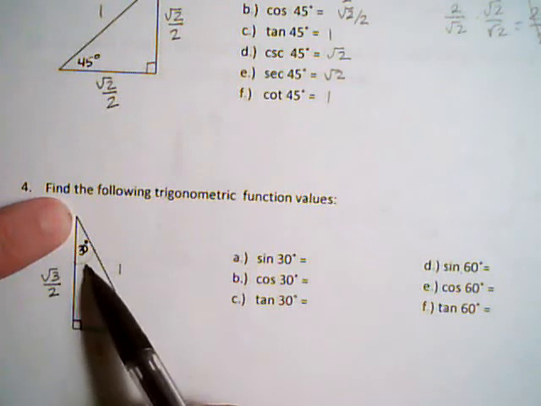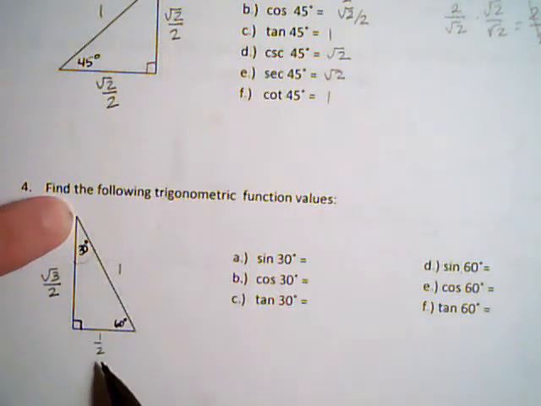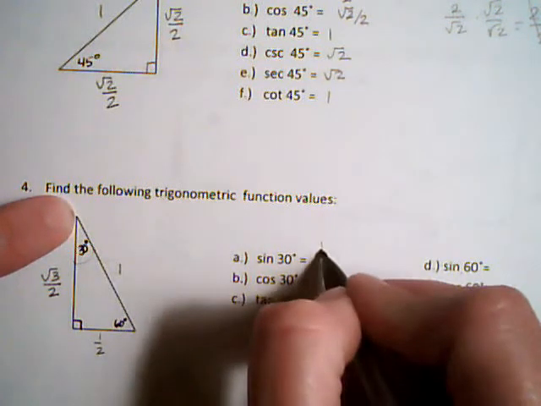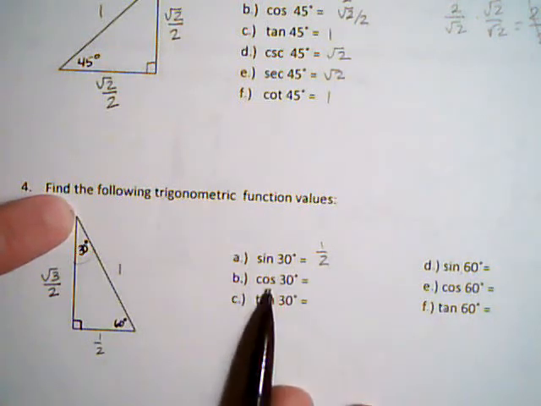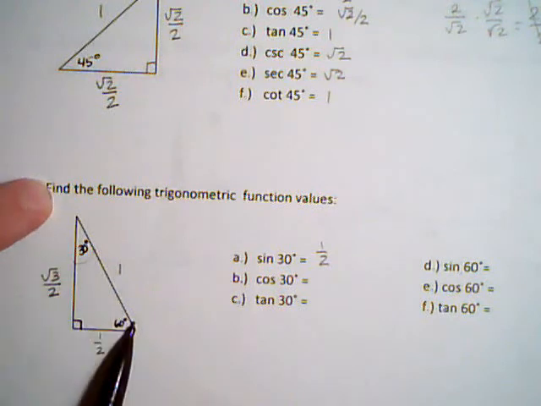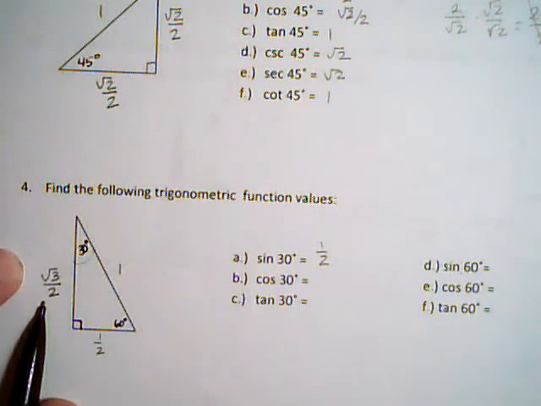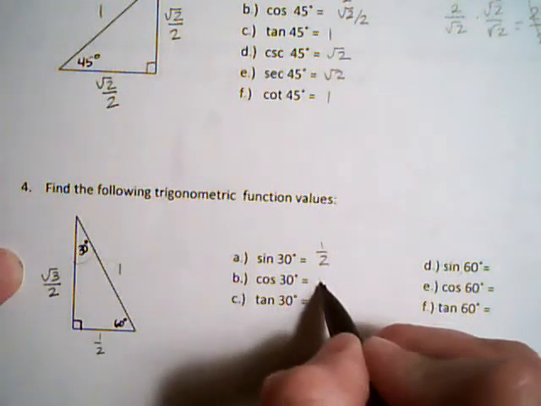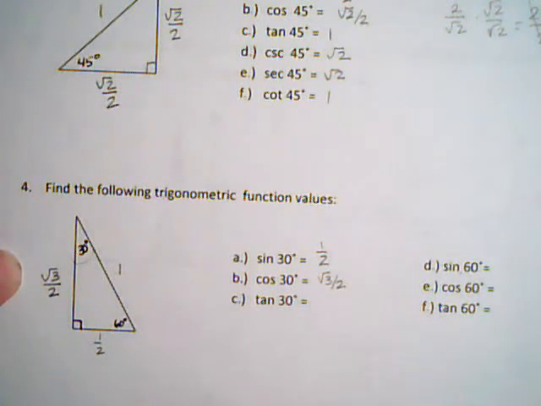The sine would be opposite over hypotenuse, so 1/2 over 1 would just be 1/2. The cosine of 30 degrees would be adjacent over hypotenuse, so the square root of 3 over 2 over 1 would just be square root of 3 over 2.